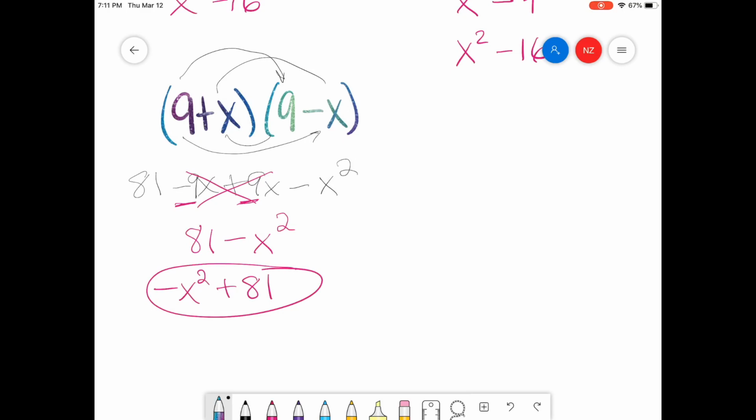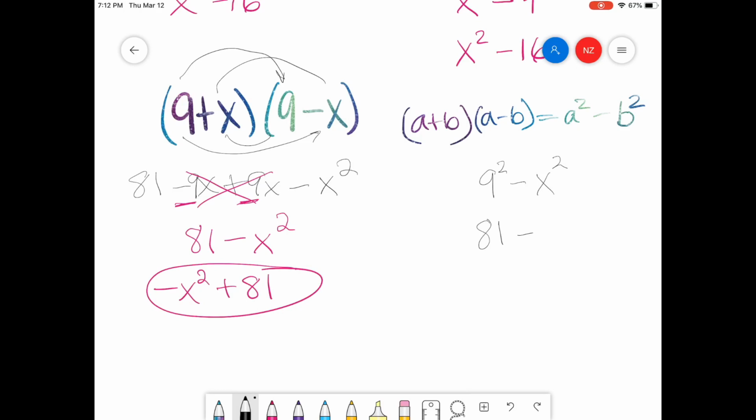So I know this is a difference of two squares example because I have an a plus b and an a minus b. So I know my answer is going to be whatever a squared is minus b squared. So if I know that a is 9 and b is x, my final answer would be whatever 9 squared is minus whatever x squared is. I can simplify and make that 81 minus x squared. And again, you can see that that's not in standard form, so I'd want to swap them around, negative x squared plus 81 as my final answer.